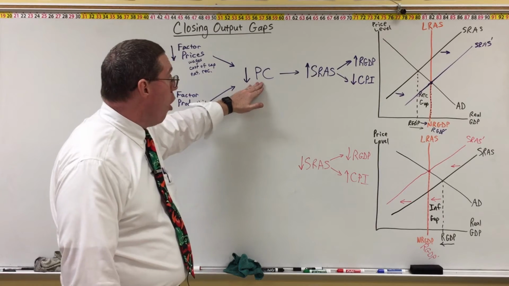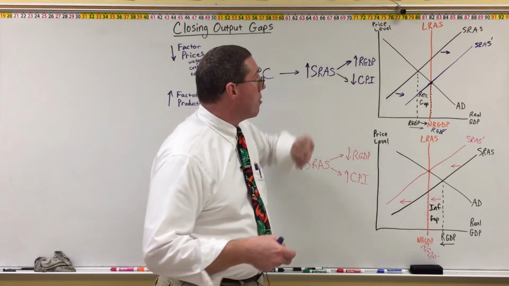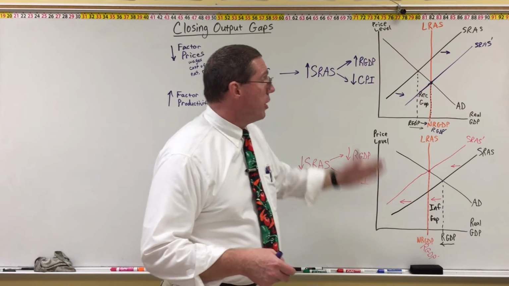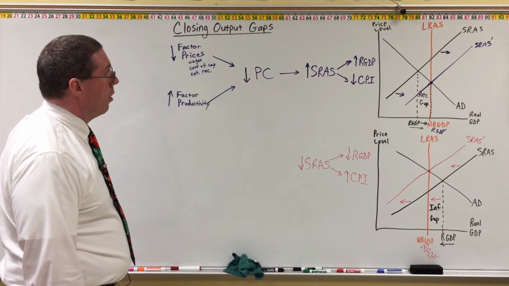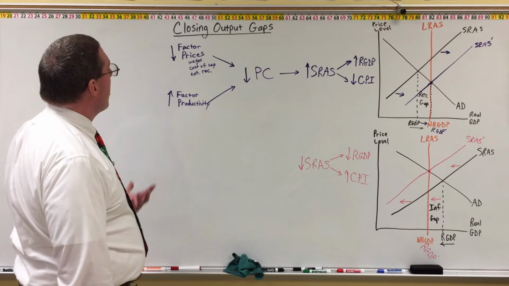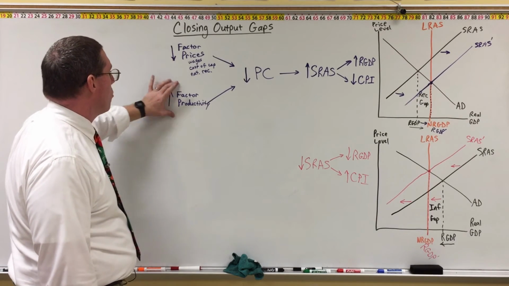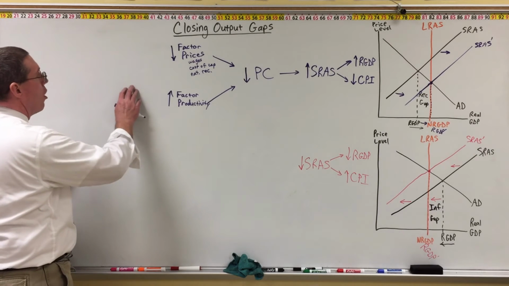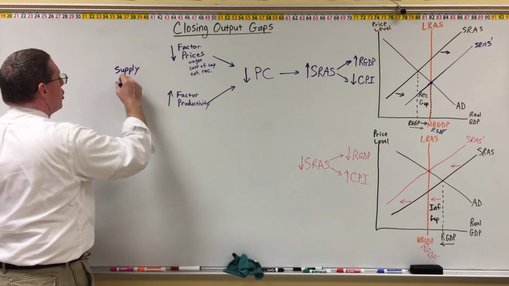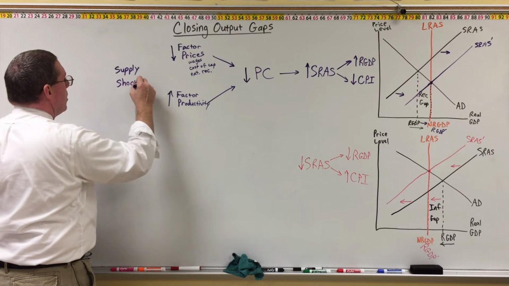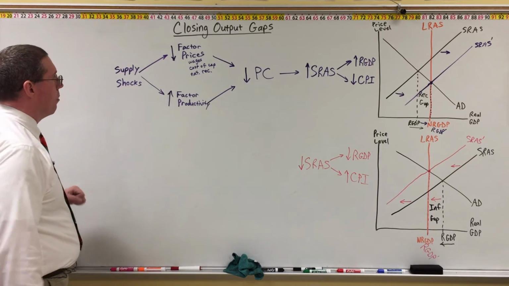It's going to decrease their cost per unit and increase their supply, increasing real GDP, closing the recessionary gap, bringing us back into long-run equilibrium. And then we said there was one thing that could potentially decrease factor prices or increase factor productivity, and those are supply shocks. Supply shocks in the economy could affect both factor prices and factor productivity.